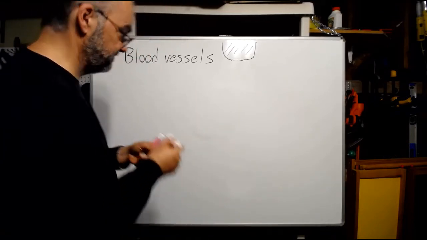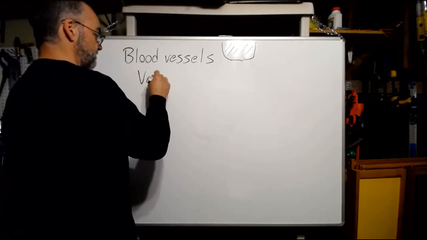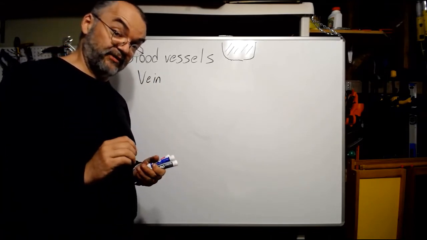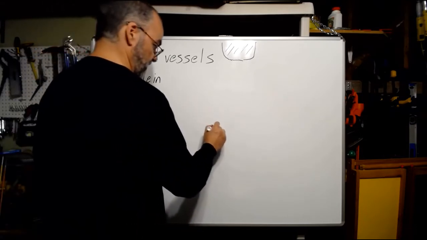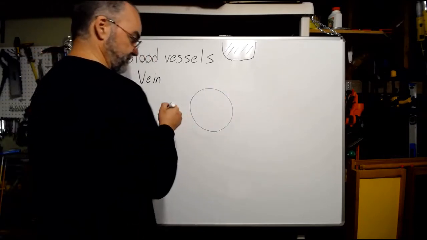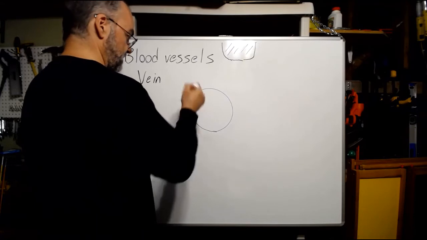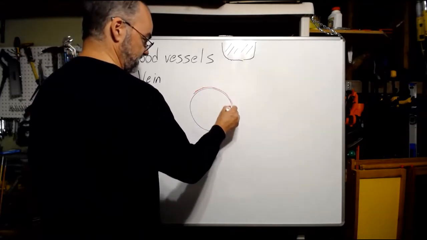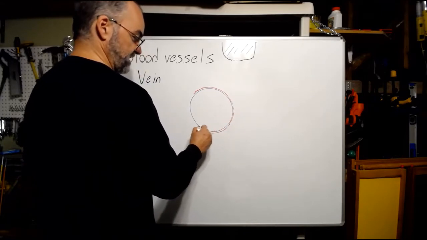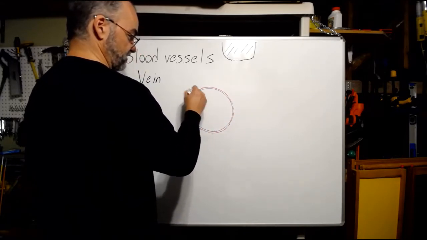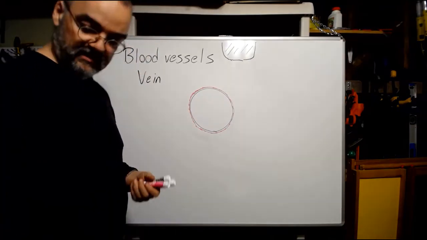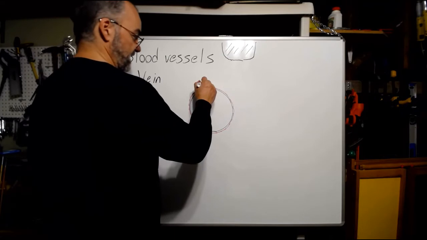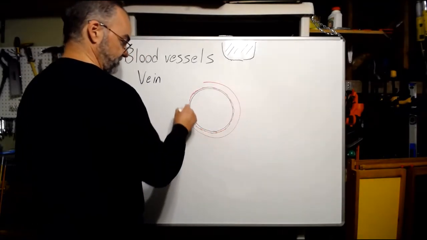Veins. Veins have the same layers as arteries, but in different thicknesses. So in a vein, we will have an interior endothelium with its basal lamina. The basal lamina in a vein does contain elastin, but not as much as in an artery. They aren't as stretchy. So that's the tunica intima in a vein. They will have a layer of smooth muscle, tunica media.